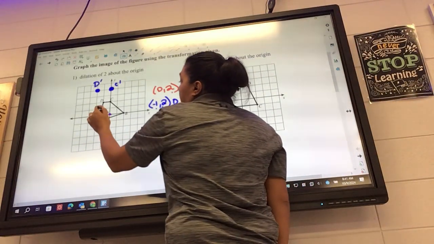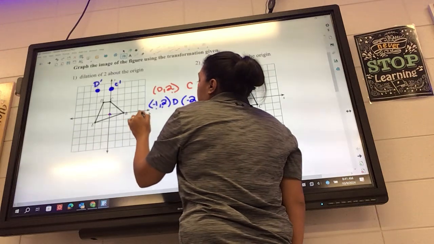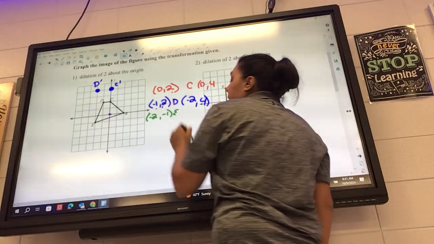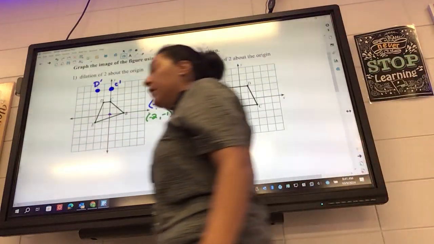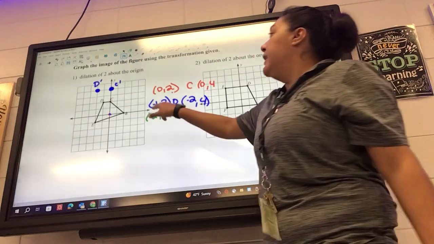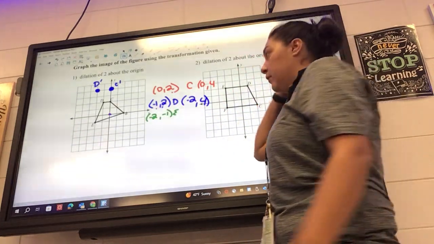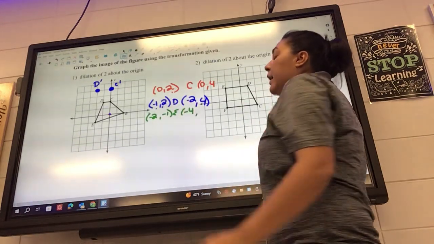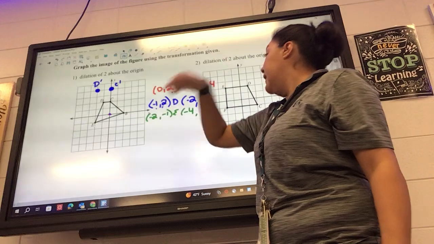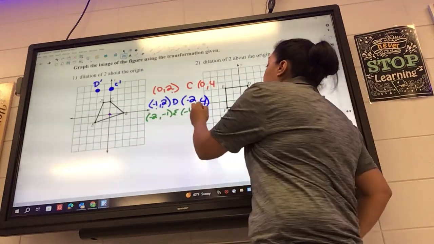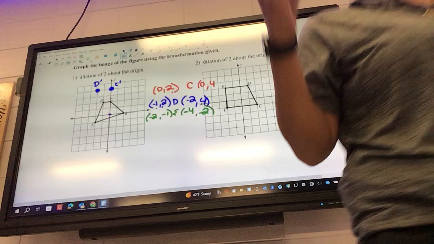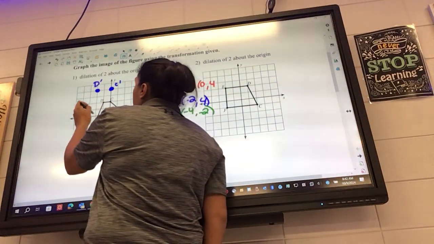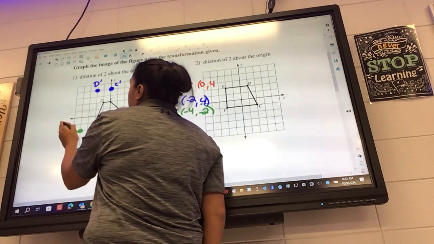Okay, my E is going to be left 2, down 1. So left 2, so negative 2, and down 1 is going to be negative 1 for my E. Well, negative 2 times 2. What is negative 2 times 2? Negative 4. Or 2 times negative 1, negative 2. So my new coordinate for my E is going to be negative 4, negative 2. So left 4 and then down 2. So it's going to be my new E.